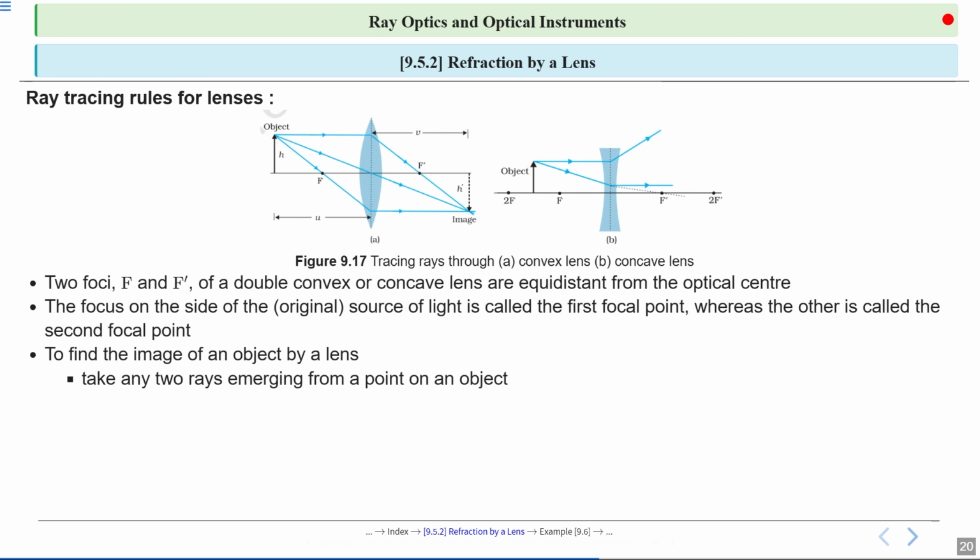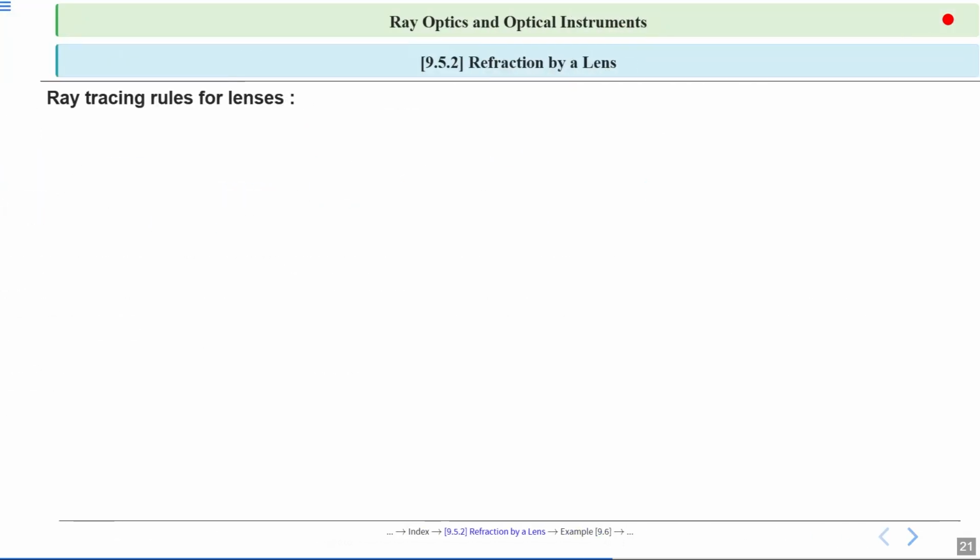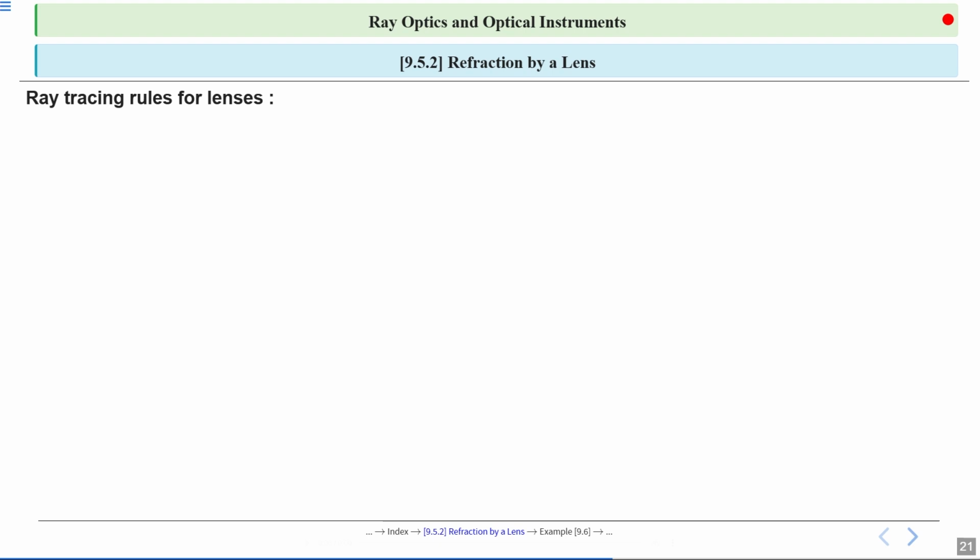So which rays? What are the rules? Which standard rays are there that we have to take for the image formation, for the ray diagrams? So trace their paths using the law of refraction and find the point where the refracted rays meet or appear to meet. So what are these rays? We will discuss one by one for convex lens and concave lens.